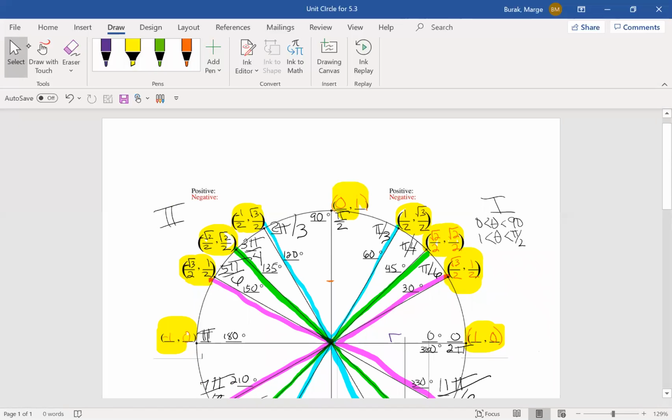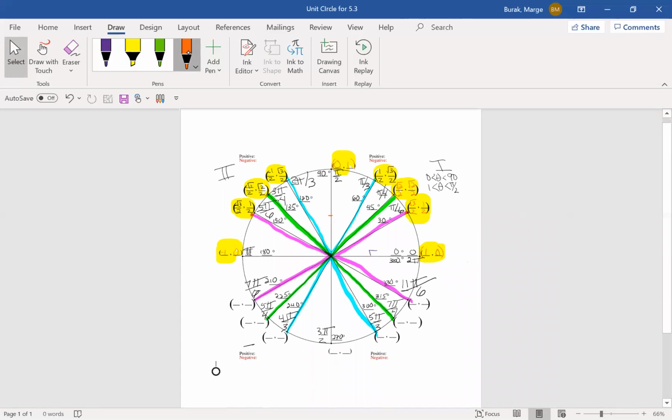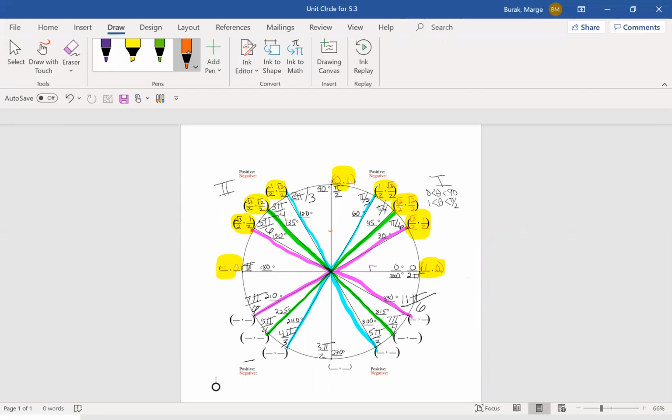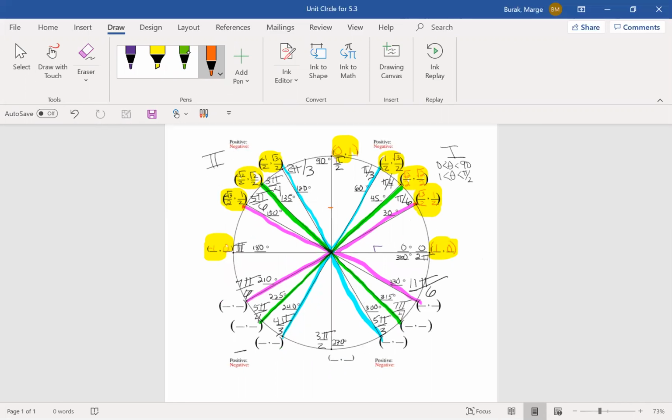Maybe, there we go. So you can see that it's small, but the purple is going to be my pi over 6, 5 pi over 6, 7 pi over 6, and 11 pi over 6. All of those have the reference angle of pi over 6. So we're going to be using the square root of 3 over 2 for the cosine, or the x-coordinate, and 1/2 for the y-coordinate. But we also need to put the correct signs.